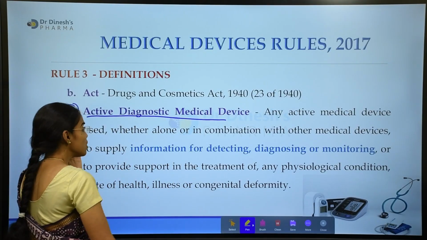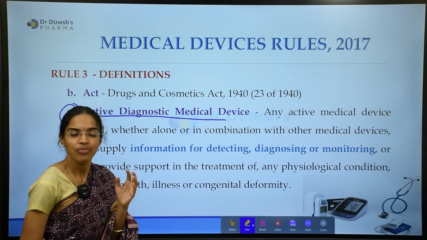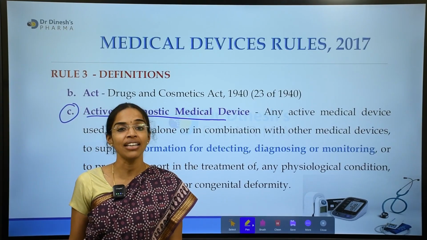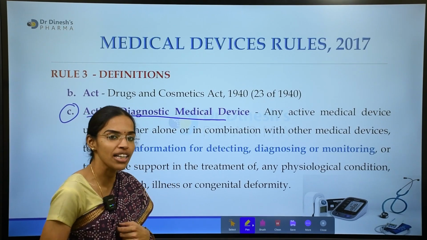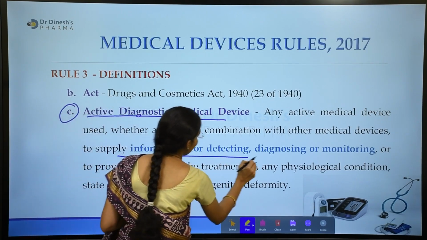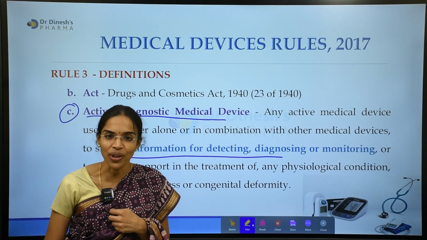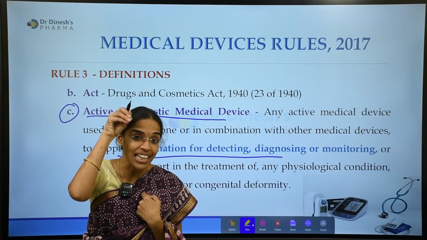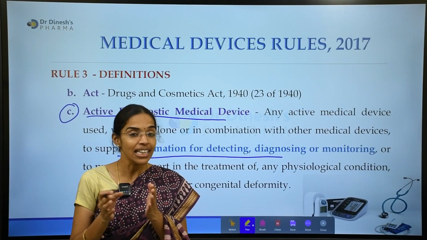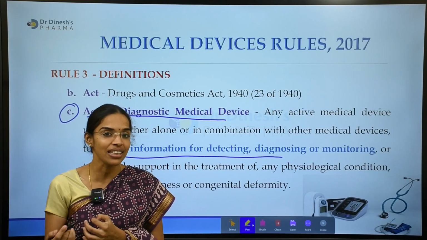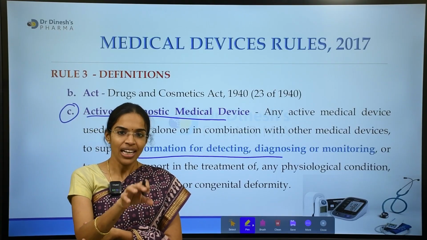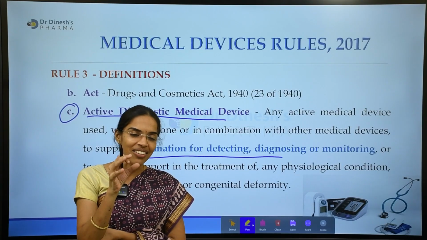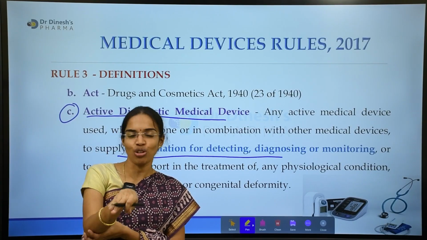What is it? Okay, so any active medical device, whether it is used alone or in combination with other medical devices, what it should do is supply the information. Okay, it is not exactly getting into the diagnosis. It is to supply the information of diagnosis. It is not exactly doing the diagnostic procedure. What it is doing is giving the information of diagnosis, information of detection.